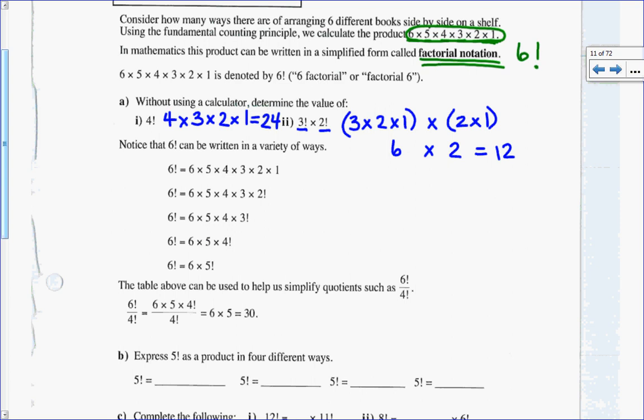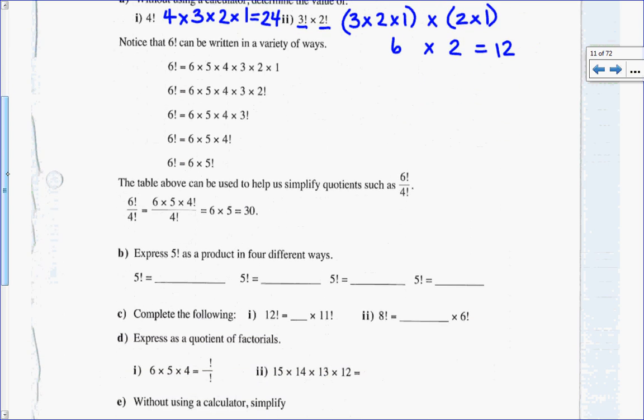Okay, now, this is interesting to note. There are several different ways that you can write 6 factorial. Okay, 6 factorial means 6 times 5 times 4 times 3 times 2 times 1. But as you're doing that product, you can actually stop at any point along the way and leave the last number as factorial, like in this second one. 6 times 5 times 4 times 3 times 2 factorial. So that really means 2 factorial is 2 times 1, right? So that really means the same thing as this one did, right?